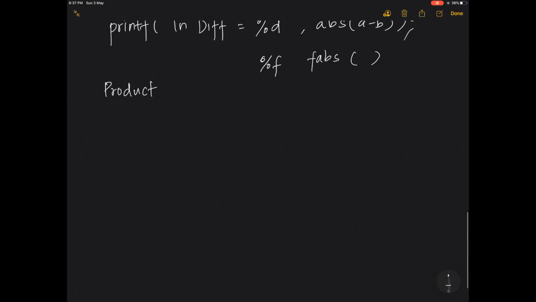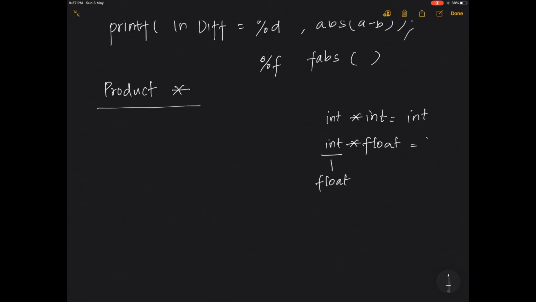In product, it deals with the asterisk sign. This is exactly the same as the sum and the difference we had. If you are working with two operands of integer data type, your answer will be integer. If you are working with a float data type, the integer will be converted implicitly to float and the answer will also be in float. Here also you can declare an integer variable named prod, and write prod is equal to A asterisk B.